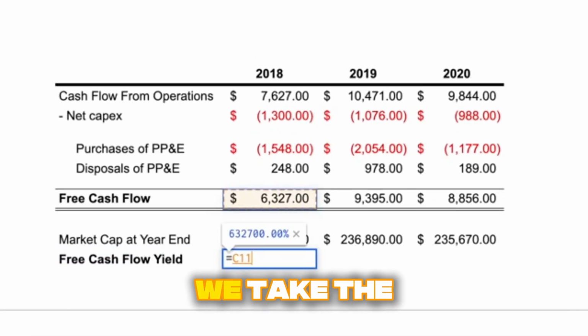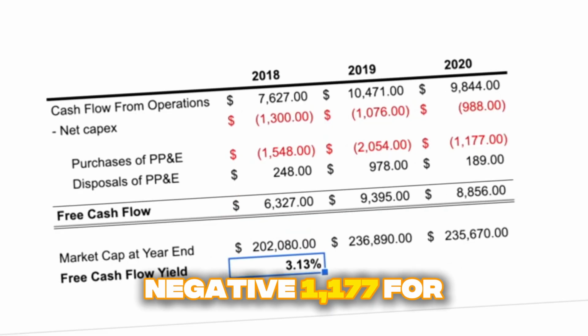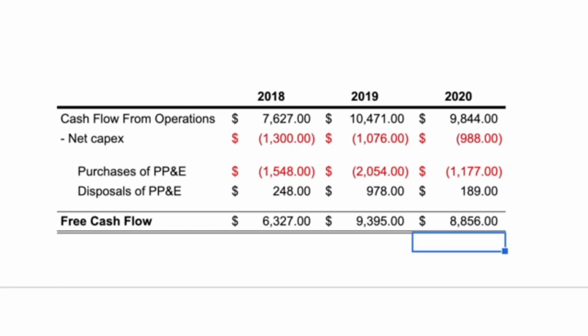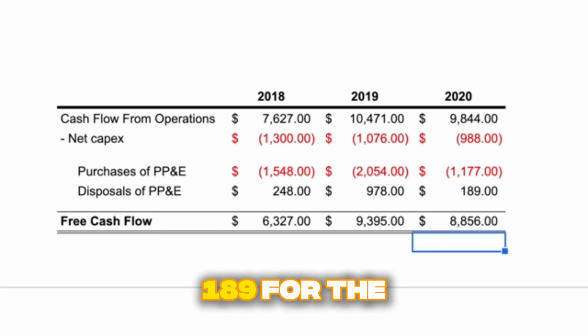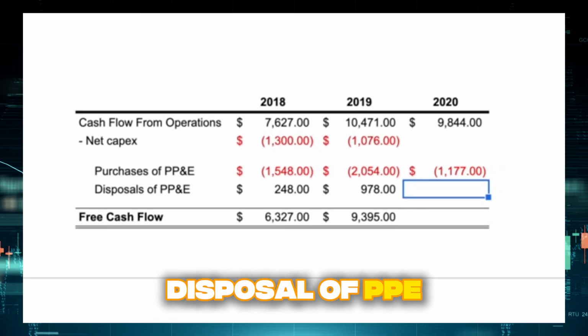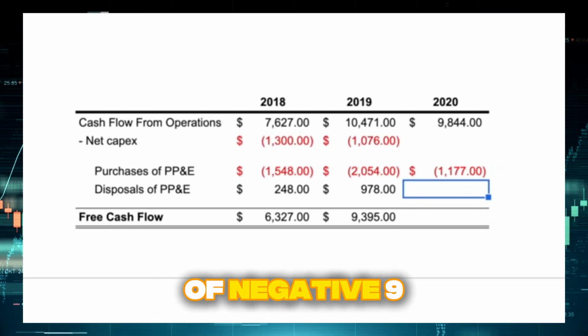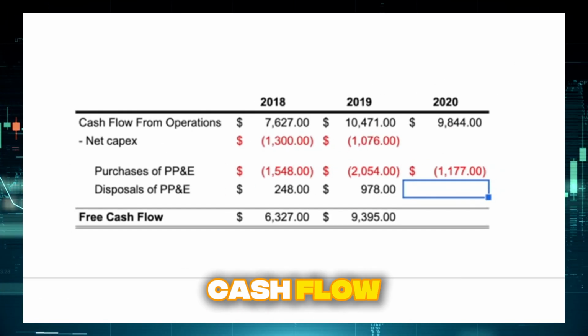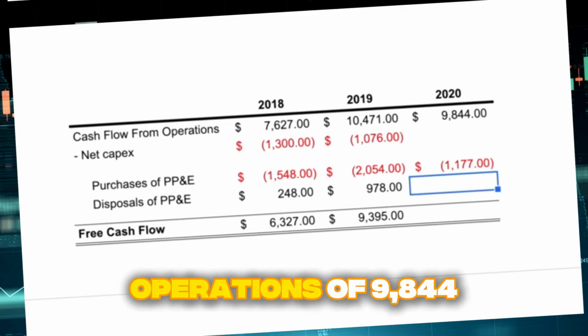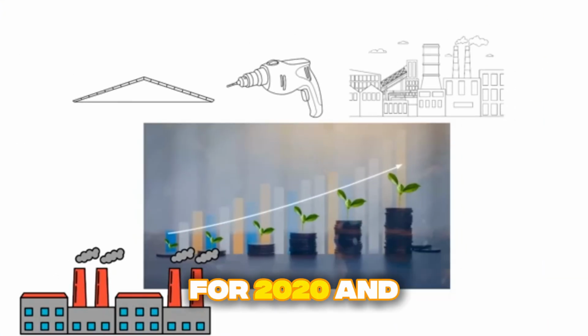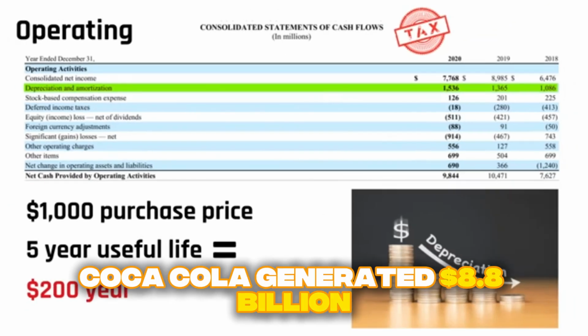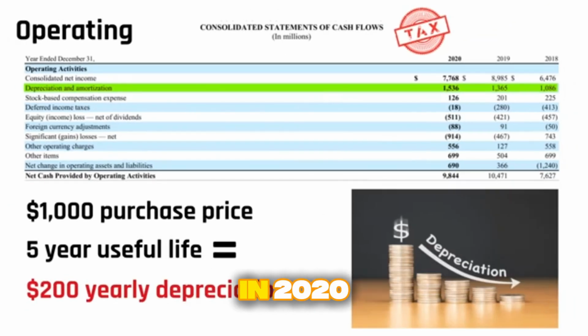For 2020, we take the negative 1,177 for purchases of property, plant, and equipment, and add back 189 for the disposal of PPE, which gives us a net CapEx of negative 988. To calculate free cash flow, we take the company's cash from operations of 9,844 for 2020 and subtract the net CapEx of 988, leaving us with 8,856. Since these numbers are in millions, that means Coca-Cola generated $8.8 billion in free cash flow in 2020.